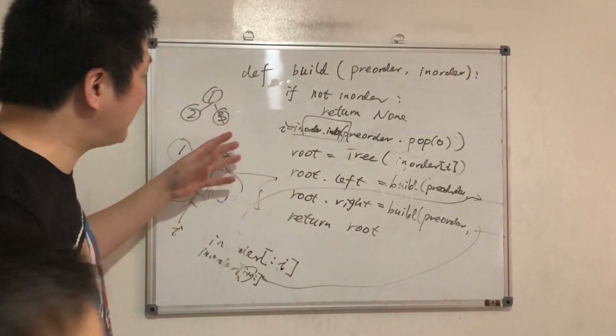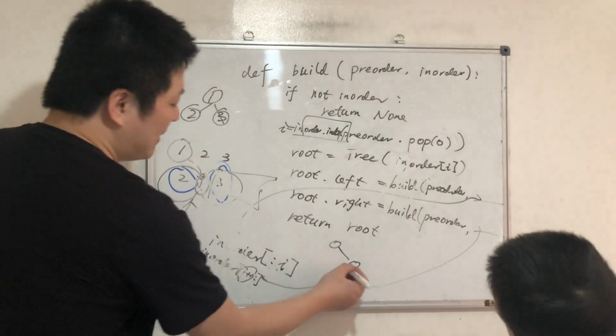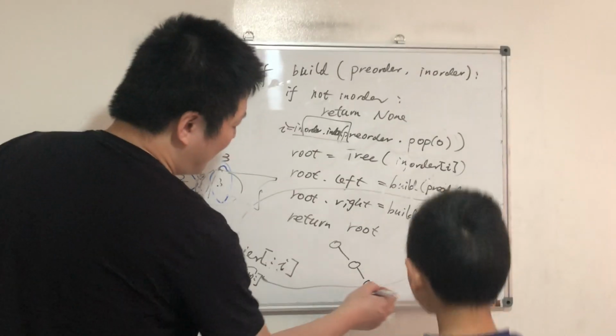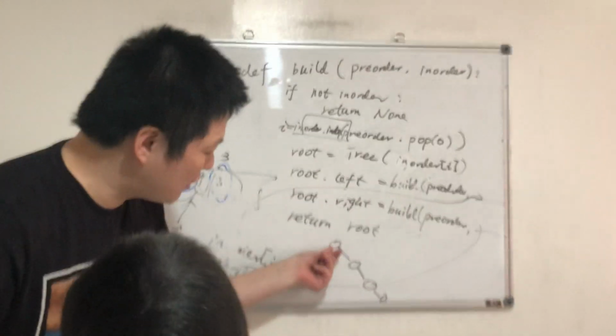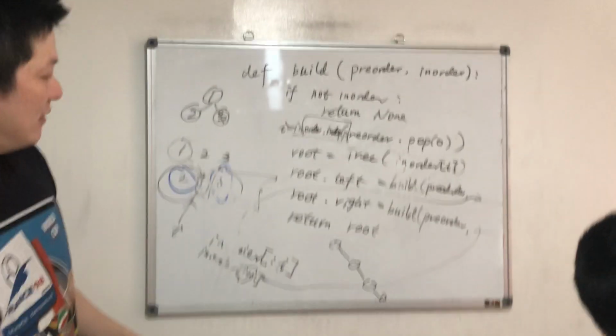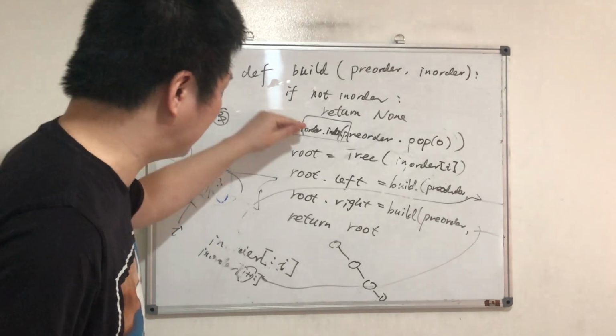For example, if the tree is like that, always going one way, which is definitely unbalanced, then you need to look for the root every time. Does it make sense? Yes. So you will take O(n) time, and for each one you need to search through n.